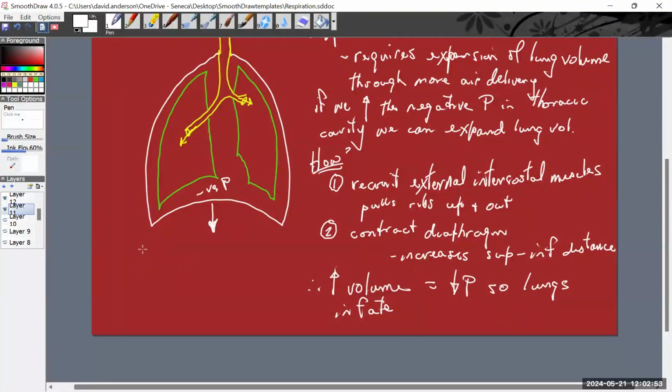If we looked at the rib cage from the side, it would look a bit like this, where the ribs and the spine are formed here. And then when we introduce external intercostal muscles, they're going to expand the anterior posterior distance compared to what it was. So that was what's happening, number one.